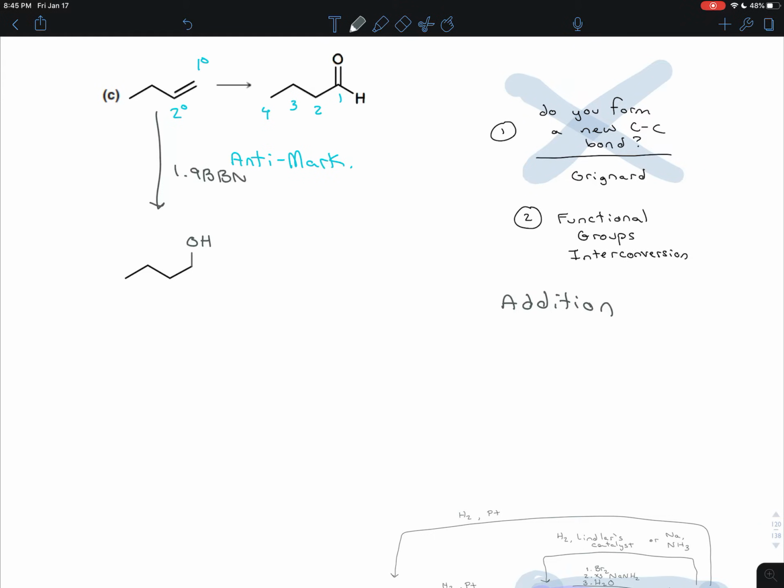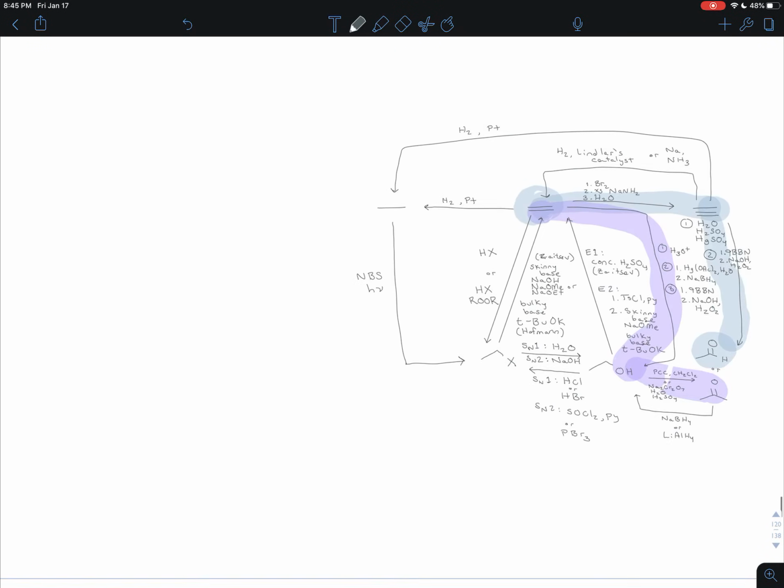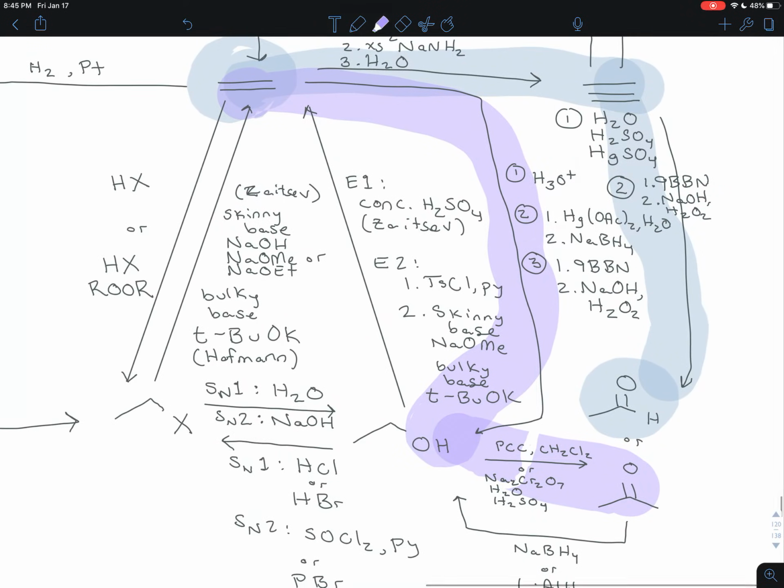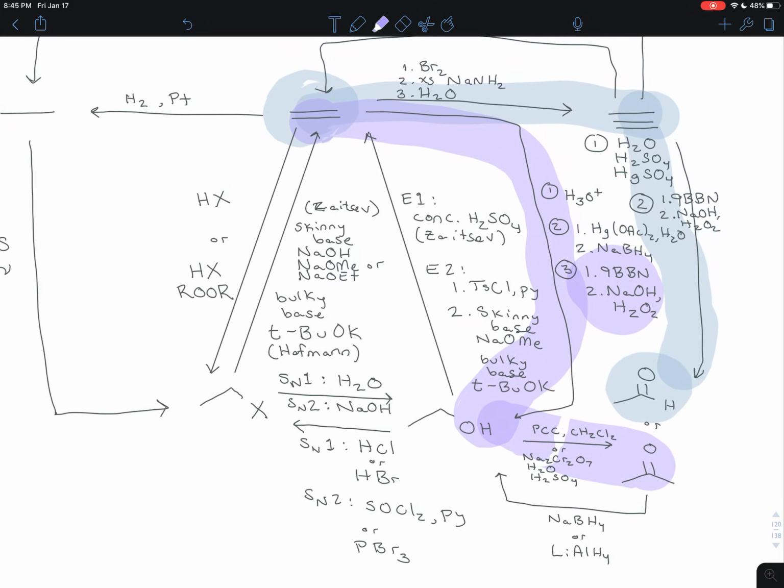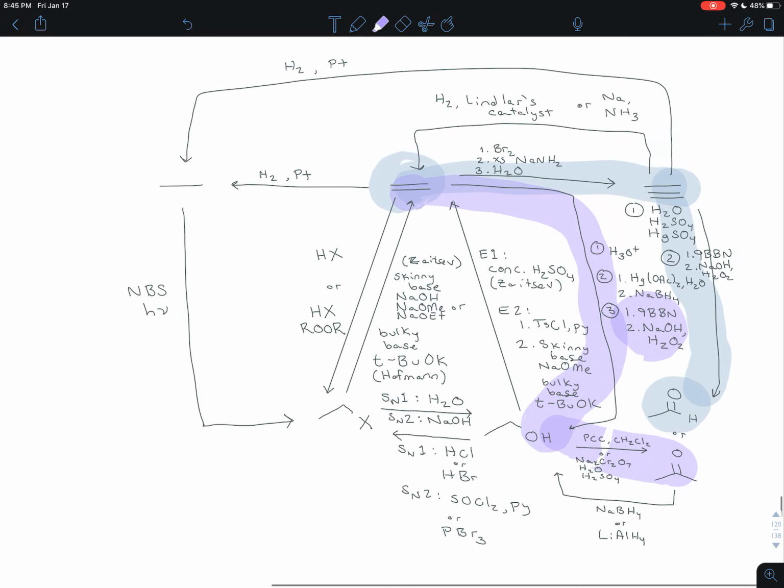So that's 2 steps. The first step is 9-BBN. The second step is hydrogen peroxide, H2O2, and sodium hydroxide. And so here we're taking this purple route. Notice you could not use any of these. The only one you can use is the third one, hydroboration oxidation, because that's the only one that is anti-Markovnikov. So remember that you need to know these reagents by heart, but you also need to know the details about them. Markovnikov, anti-Markovnikov, Zaitsev, Hoffman, etc.